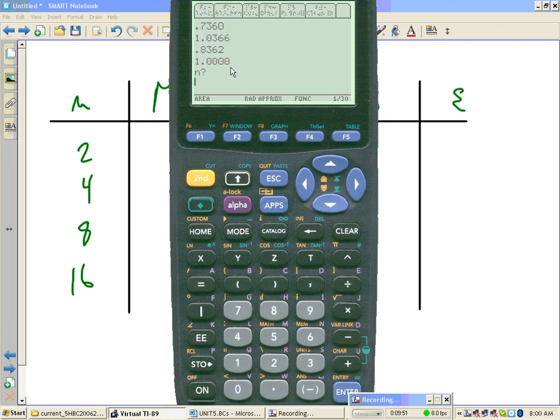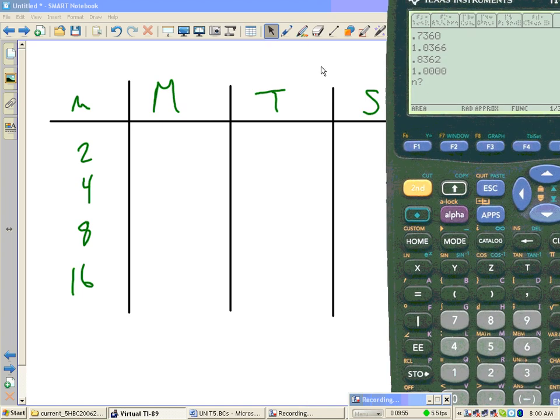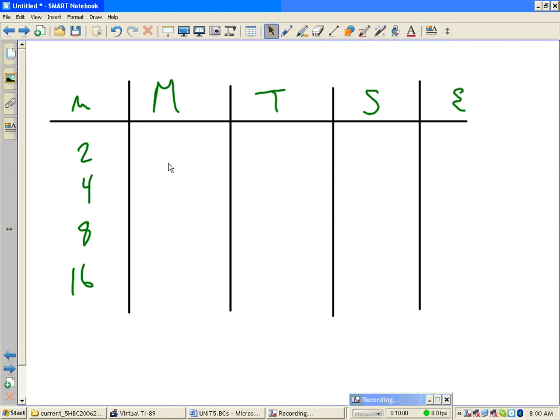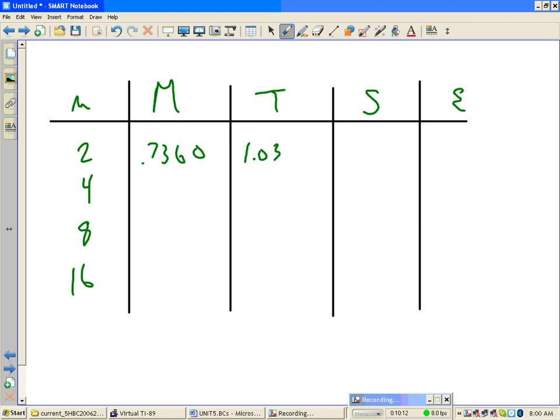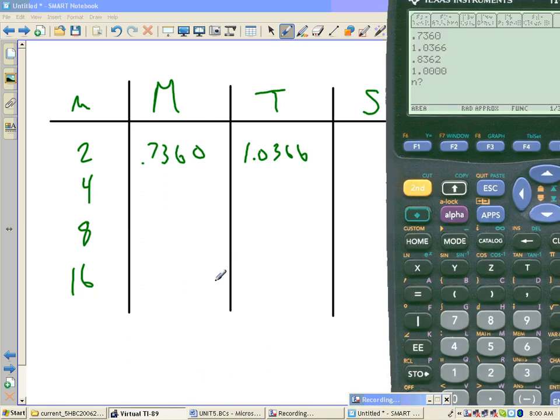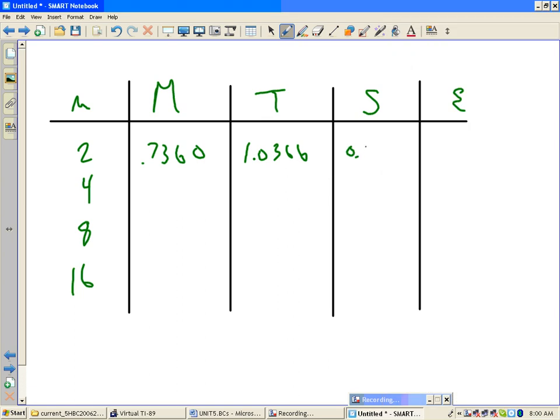Now remember, the error term doesn't mean anything unless it's less than 1, but let's write this stuff down. Okay, it's 0.736. Okay, let's write it all down. .736. I'm doing a fixed 4 convergence table, right? I lost it already. 1.0366, okay. And where'd it go? .8362. And the error was exactly 1, apparently, at least in 4 places.